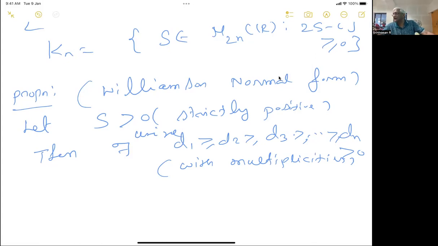Because they may be the same. That's what I'm saying. When you write D1 greater than D2, you may not say D1 again and D1 again. We are saying it. Okay. There are n of them. So only with multiplicities will there be n of them. Otherwise, there will be fewer. So we write it with multiplicity.